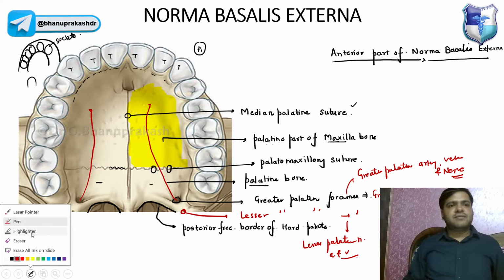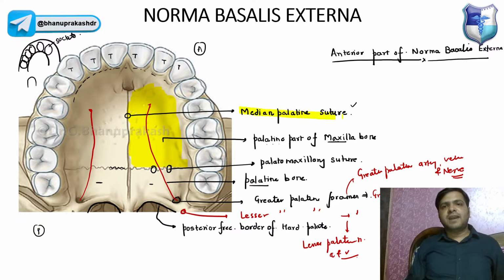Okay, let us just revise. We have the median palatine suture, right? And this yellow colored area is the palatine part. It is forming the palate, but which part is it? It is the maxilla bone only. So that is called the palatine part of the maxilla bone.